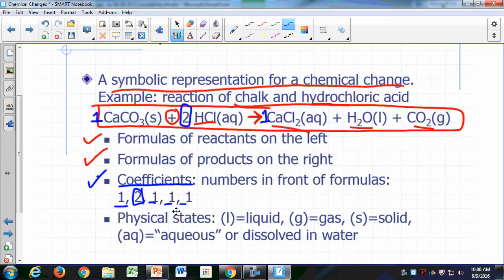So that's what coefficient means. That's the number you write in front of the formula of a substance when it's involved in a chemical reaction, when you write the chemical equation for it.